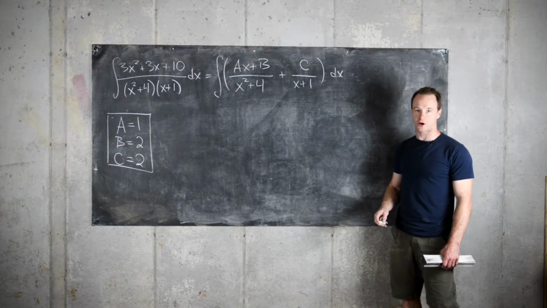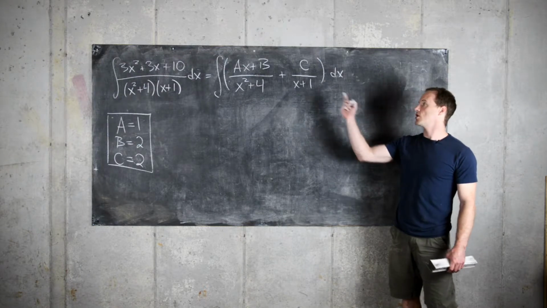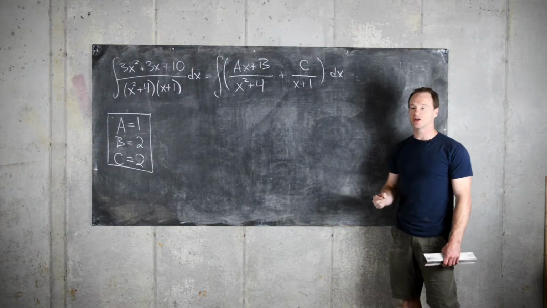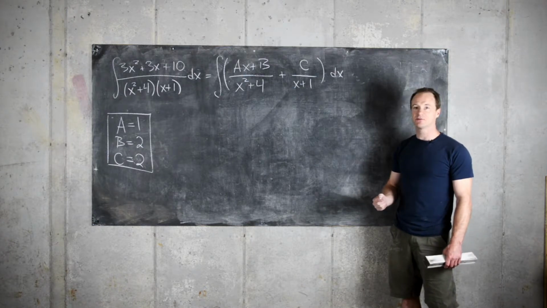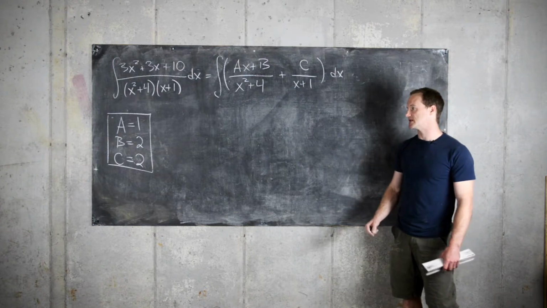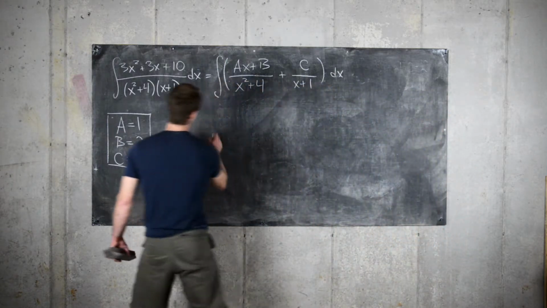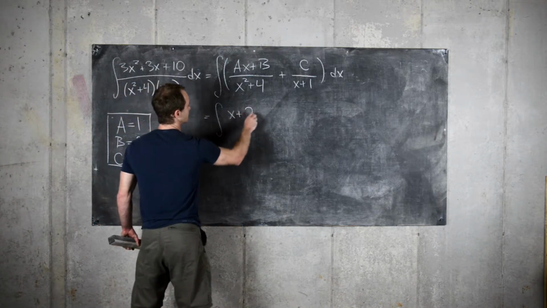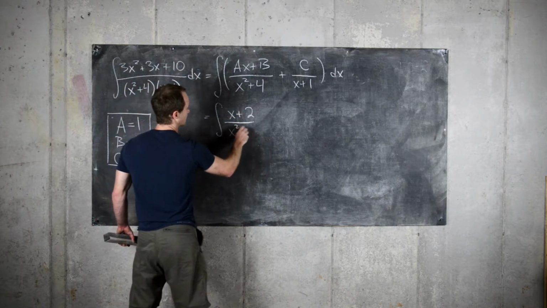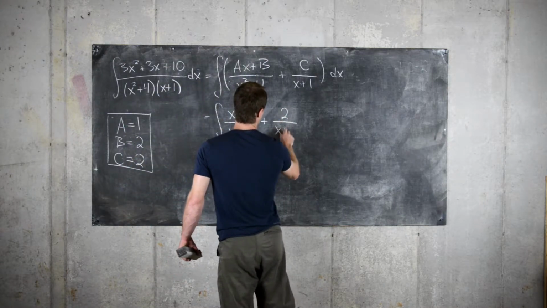So let's recall what we started with. We started with an integral of a rational function. We argued that we could decompose this rational function as follows with unknown coefficients a, b, and c. That gave us a system of equations that we could solve for a, b, and c, which we did, and I've put over there. So now let's substitute those into this equation. So that gives us x plus 2 over x squared plus 4 plus 2 over x plus 1.